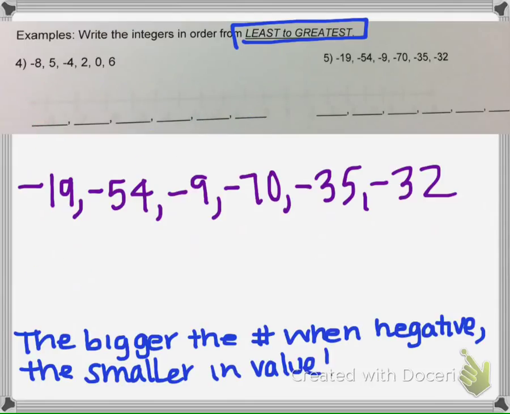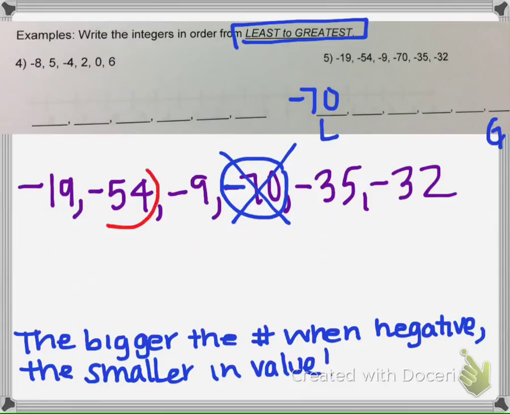Okay, so we're going to write these numbers from least to greatest. And first of all, they're all negatives, so we have to look for the biggest one. So the biggest one is 70, and because it's negative, it is less in value. And then I'm going to cross it out. And then the next biggest negative number is 54, but because it's negative, it's actually less in value.